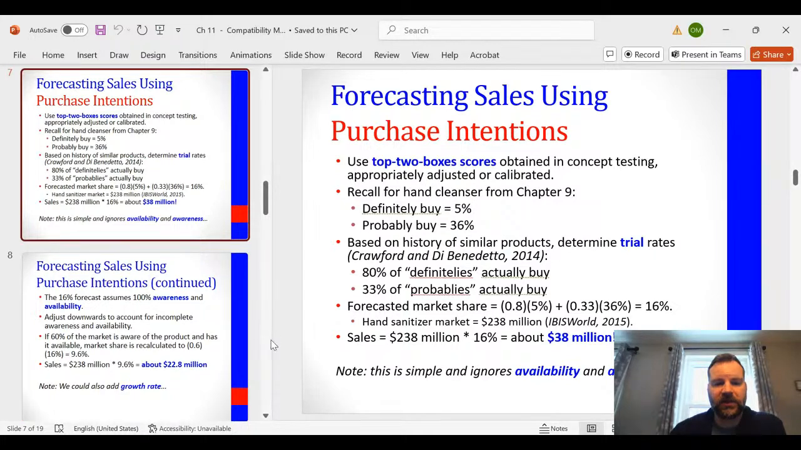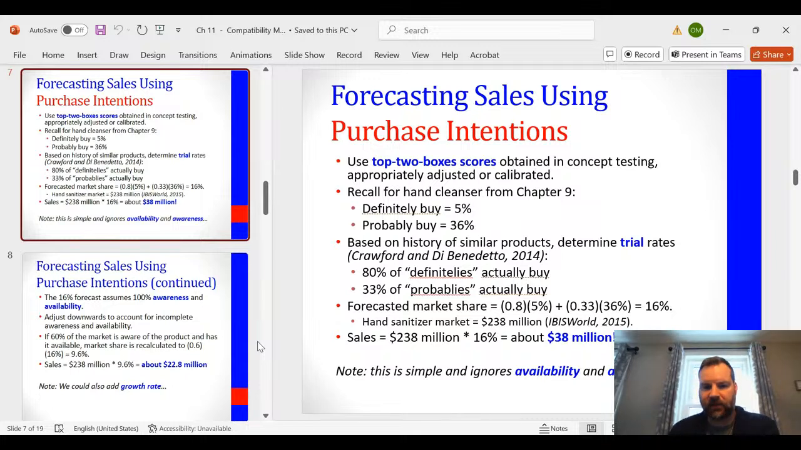Another approach is purchase intentions. Okay, so remember those 5-point scales. In Chapter 9, we talked about a scale that goes from definitely do not buy to definitely buy. Well, based on history, and we have this in the book, 80% of people who say that they will definitely buy something actually go on to buy it. And 33% of people who say they'll probably buy something will actually buy it. So this is based on historical data, right? That's actually great because you can take that 0.8, 80%, and that 0.33, 33%, and multiply it by your survey data to figure out exactly how much you're going to get.